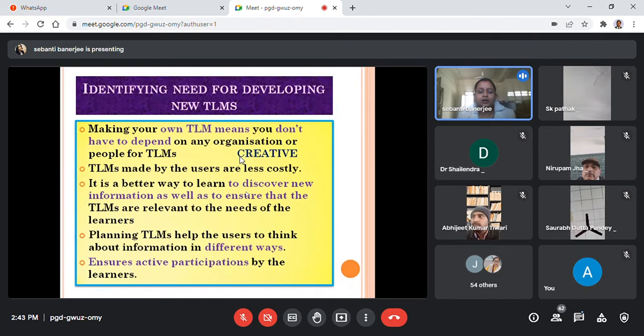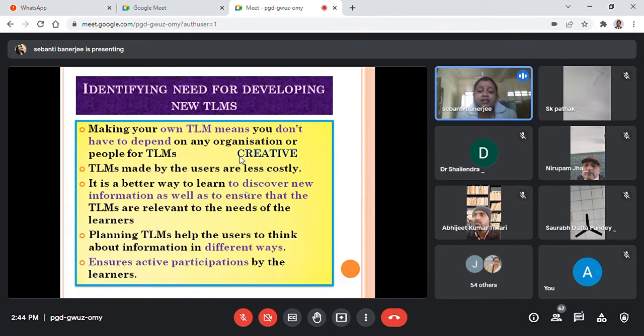While researching on how to make a TLM, we will also gather various types of information. It will enrich our knowledge as well as the concept of the students. So this is a beneficial part of making your own TLM.